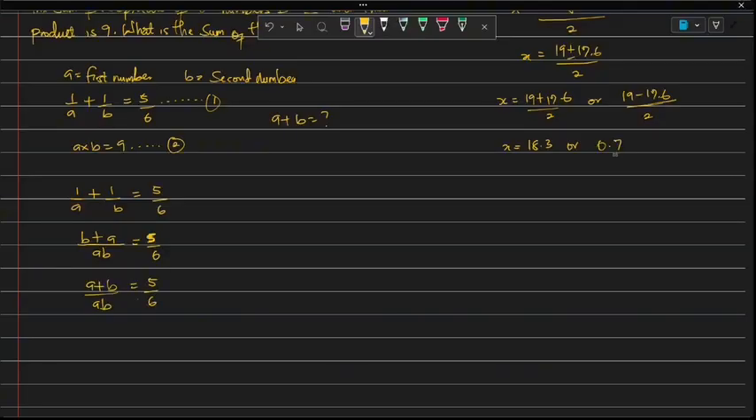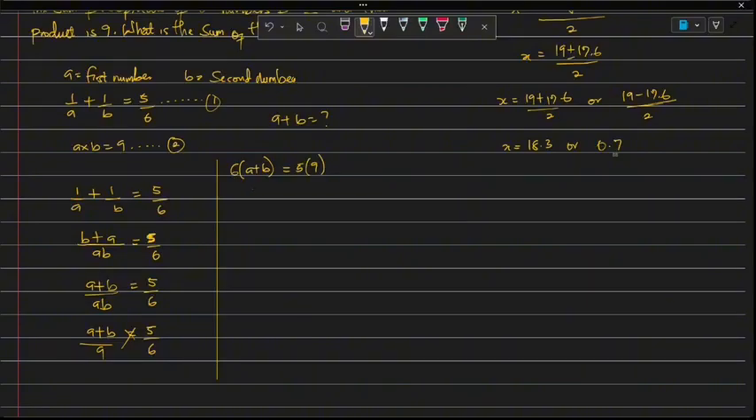Now look at it, we've been given in equation 2 that ab, which is a times b, is 9. Therefore I can say a plus b over 9, substituting for ab, is equal to 5 over 6. Now I can cross multiply. If I cross multiply, I'm going to have 6 into bracket a plus b is equal to 5 times 9.